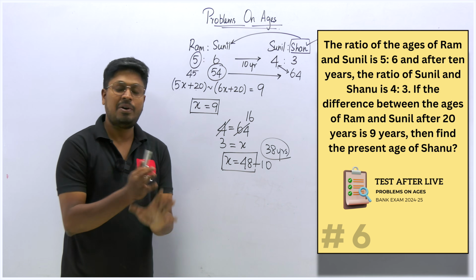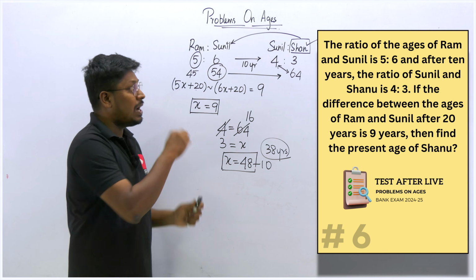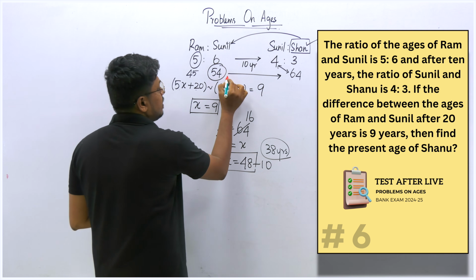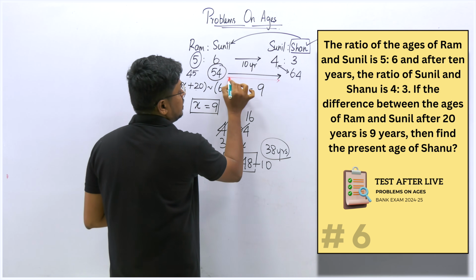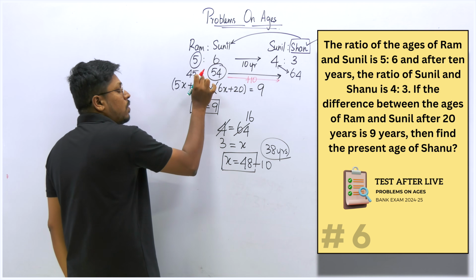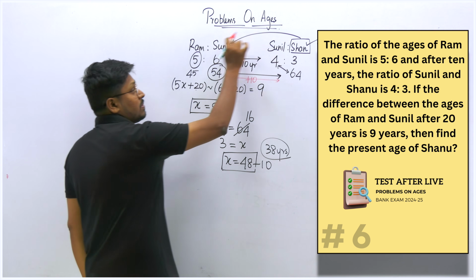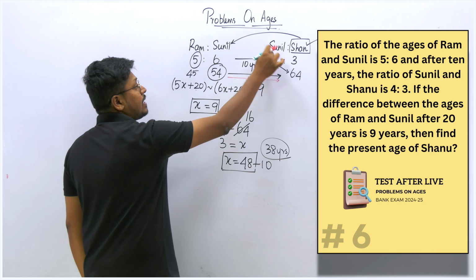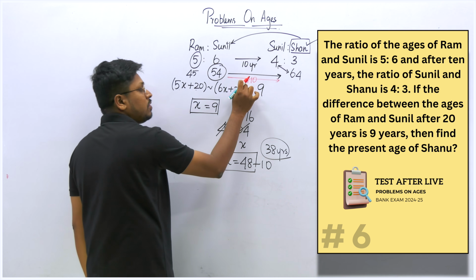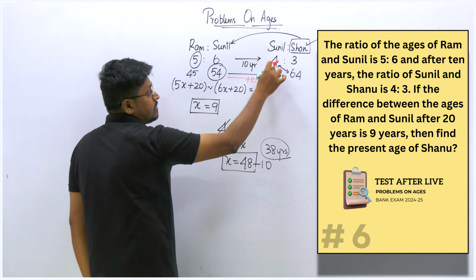I think I am teaching you every question slowly. I hope you are able to understand it, right? This is the way you have to solve the question. The most important part I have seen is that students usually make a mistake here: they forget to add the 10. Whatever value we found here is the present value, not the future value. Sunil's present age is here, but they have given the ratio after 10 years. So after finding this 54, we have to add 10 to the age of Sunil, and then we come to the future. So the future age of Sunil is 64.